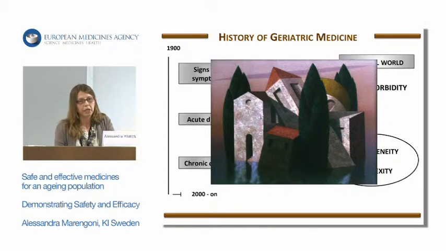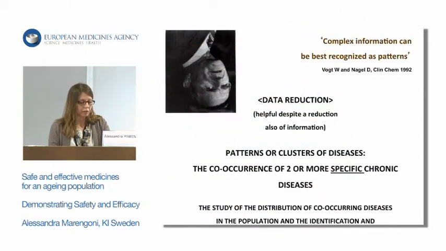So I don't think that we can comprehend multimorbidity as a whole. It would be like trying to understand the personality of this man just by looking at this picture upside down at a glance. It's not possible. There's a very nice paper from 1992 by Vogt and Nagel, where the authors tried to explain how complex information can be best recognized as patterns. In other words, if we have a large amount of data, reducing the data may help us, despite a reduction also of information.